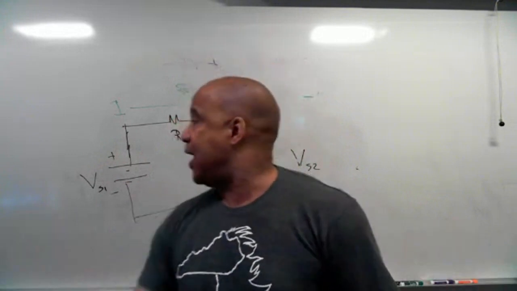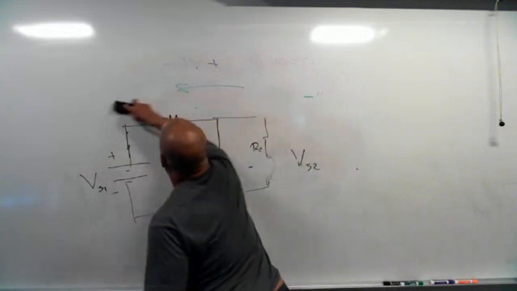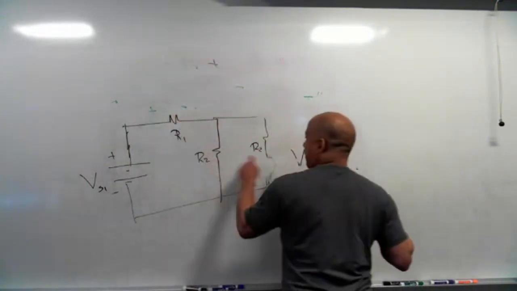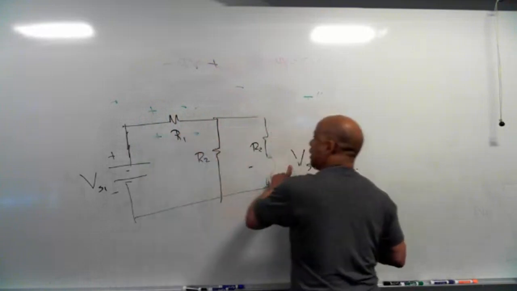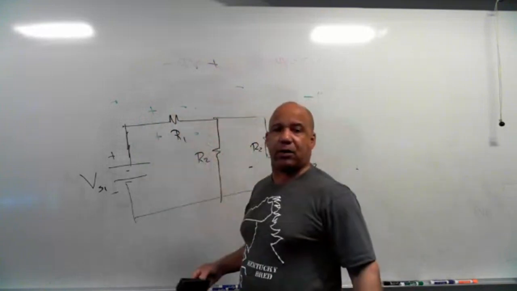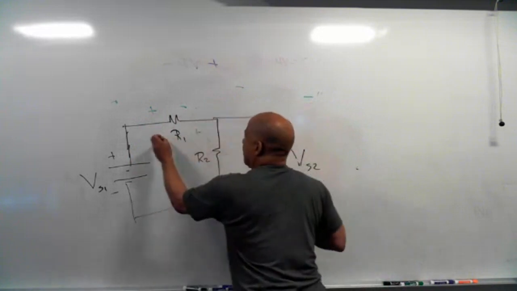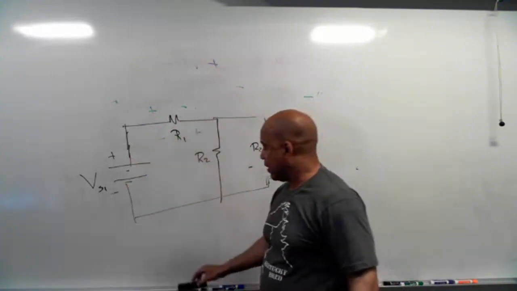If I have polarities from one voltage source, let's say the polarity for R1 was this way from this voltage source and the same way from the other voltage source, then I would add those polarities. I would add those voltage drops. But if they were different, I would subtract them.